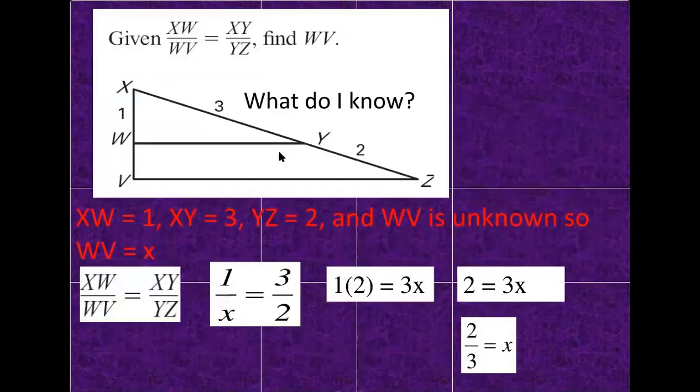The last question, XW over WV equals XY over YZ. Find YV. Where is YV? YV is a part. Then we can use the original property and replace the value for each one. Then it will be 1 over x equals 3 over 2. Then use cross multiplication. 2 times 1 equals 2. X times 3 equals 3x. Then the value of x will be 2 over 3.